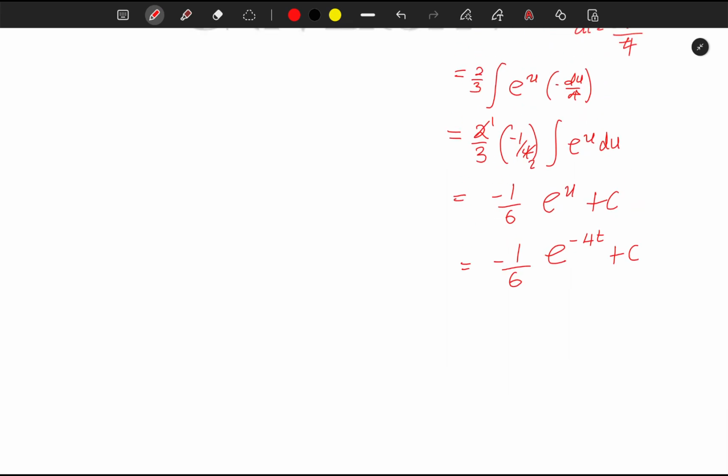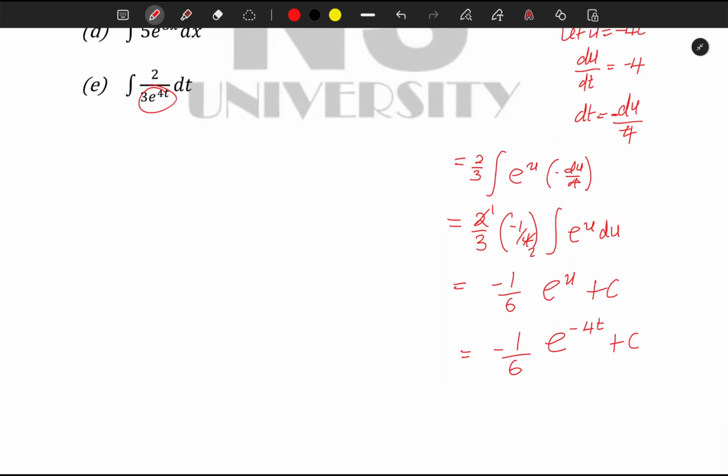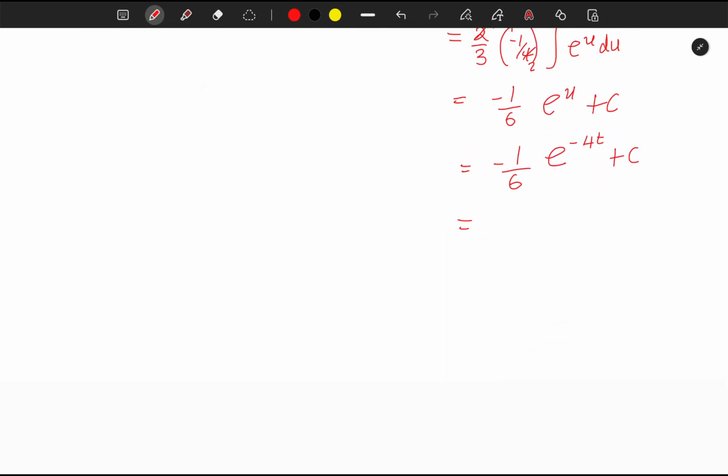Now we need to take it back the way it was, just like the way the question has the denominator there. So we end up having negative 1 over 6 e to the power 4t in the denominator, plus c. That becomes the final answer.